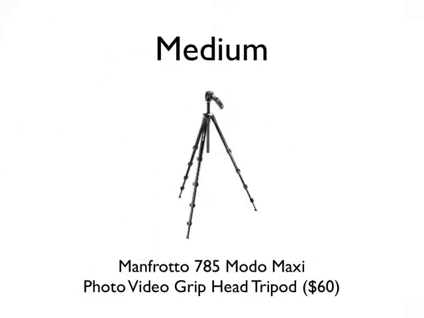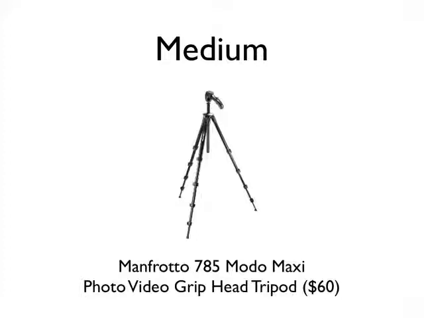If you want to use a real tripod, then you have 2 options. You can either go for something fairly lightweight that you can carry around within your laptop bag, or you go for something a little bit heavier. If you're going for the medium option, something that you can carry with you, I think one of your best options is the Manfrotto 785 Modo Maxi. This is a tripod with a photo video head, and this device typically costs about $60.